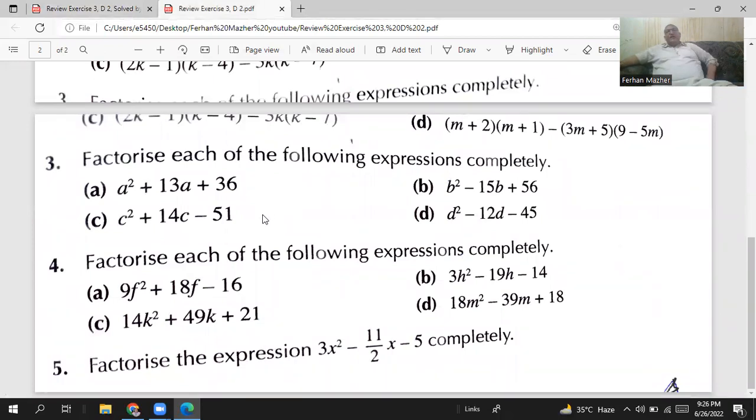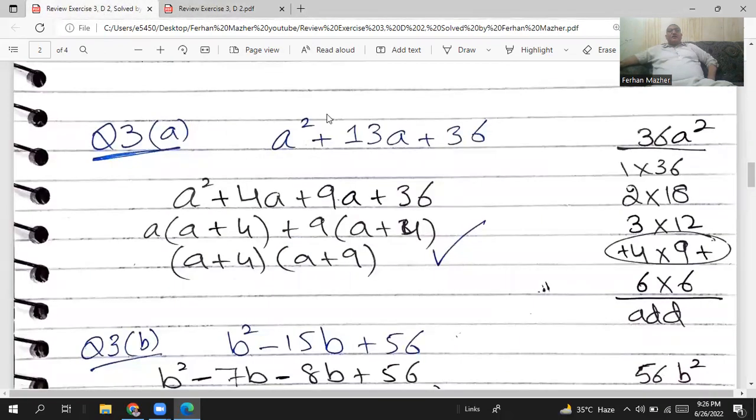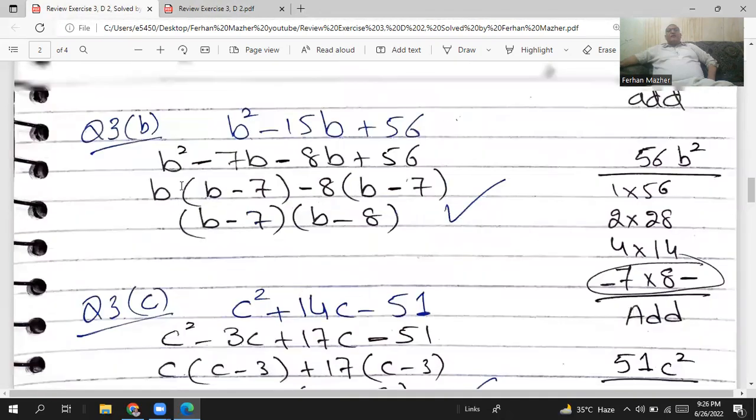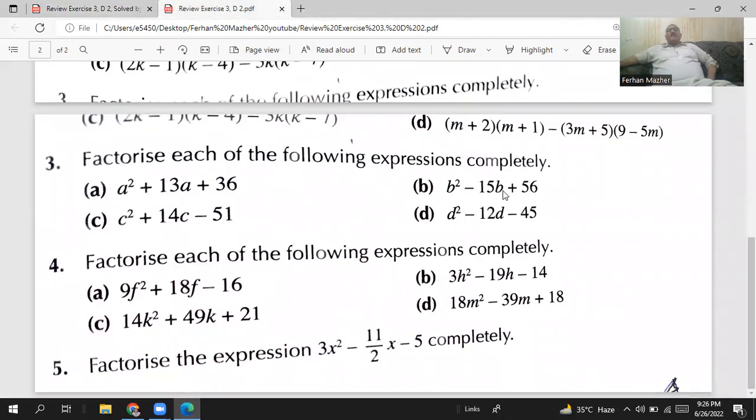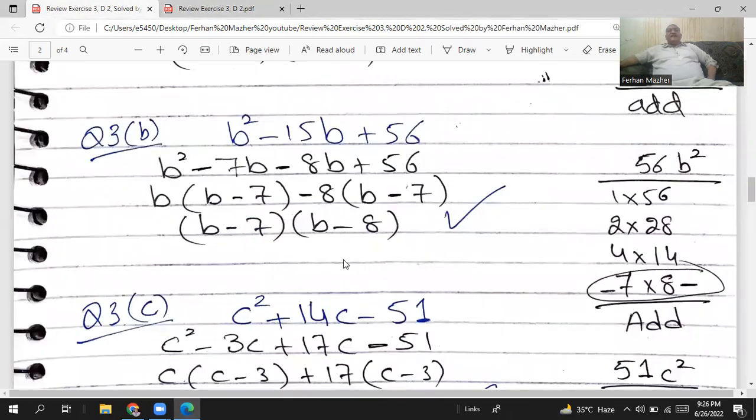So question number 3, and it's B part. It's b square minus 15b plus 56. So I multiply the extreme terms, it gives you 56b square. So we will write the factors of 56. They are 1 into 56, 2 into 28, 4 into 14, 7 into 8. Because the third term sign is positive, so I will write here add. So I'm looking for that pair which by adding will give you 15.